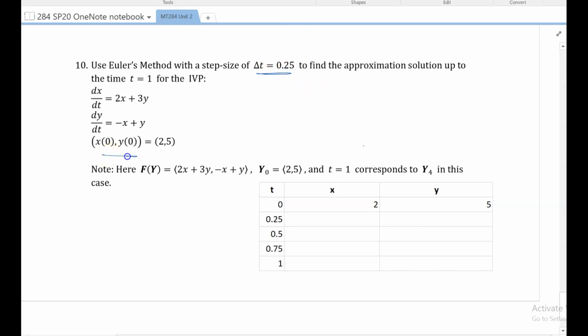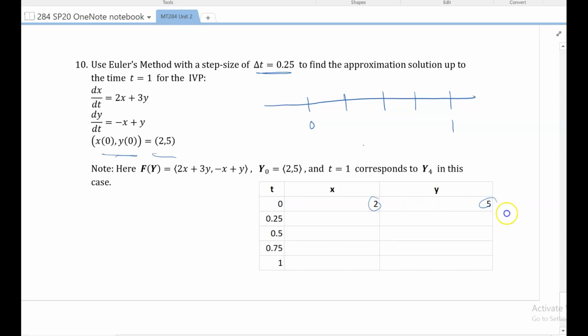In here, this is telling us our initial t value is 0, and if our step size is 0.25 and we're supposed to get out to time 1 and we're starting at 0, we're going to go to a quarter, a half, 3/4, and then get to 1. And I've got those t values listed in the chart there. The initial condition is (2, 5). That means x is 2 and y is 5 when t is equal to 0.